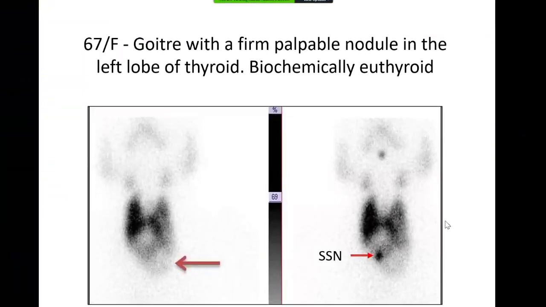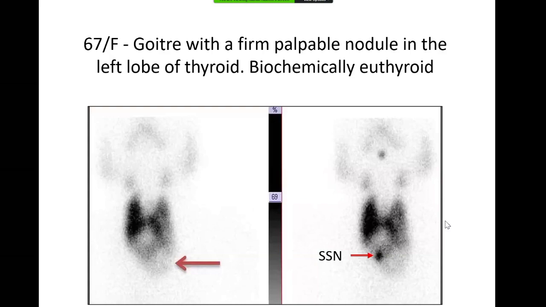These are two images, most likely a thyroid scan. The history is a goiter with a firm palpable nodule in the left lobe of thyroid. So this is an AP view of the thyroid scan, and there is a well-defined area of low uptake in the left lower lobe, and the rest of the thyroid gland appears normal, and shows diffuse uptake on the scan.